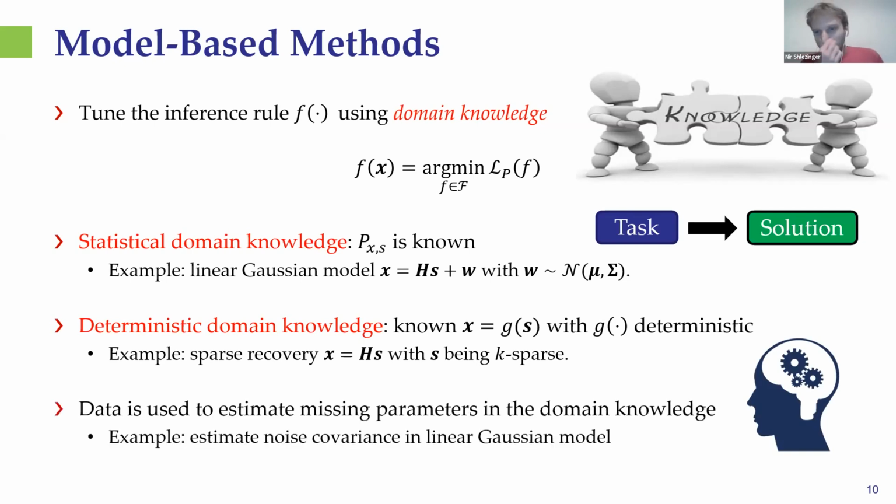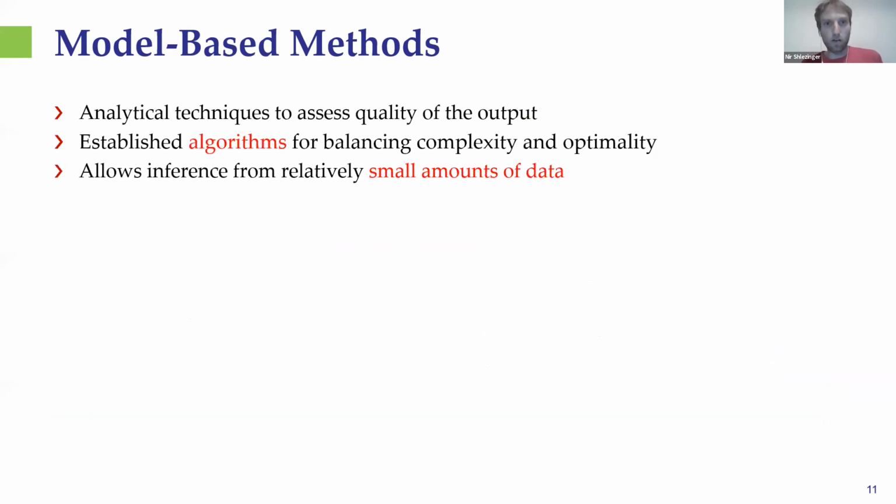And it is not that model-based methods do not rely on data. Usually we have parameters which are unknown and must be estimated from data. But the more common method is a generative approach, where you use your data to estimate your missing domain knowledge and then substitute it and carry out your optimization problem using this estimated knowledge.